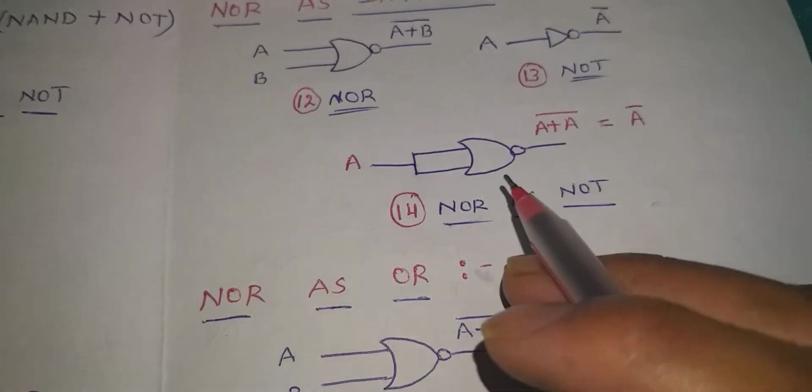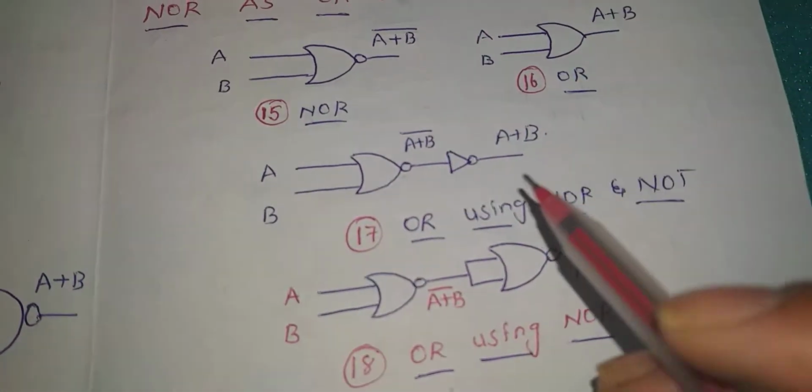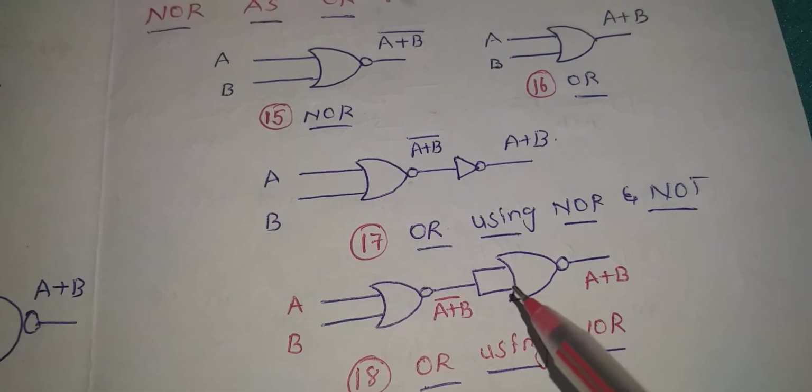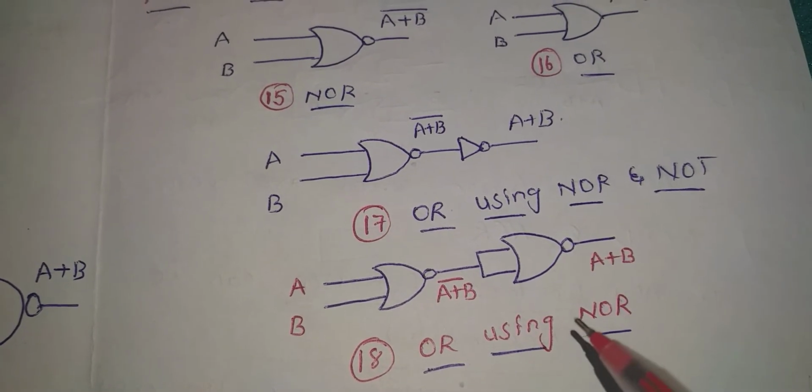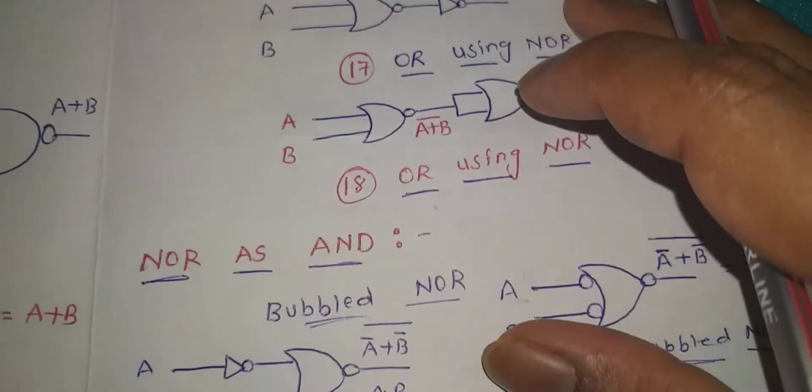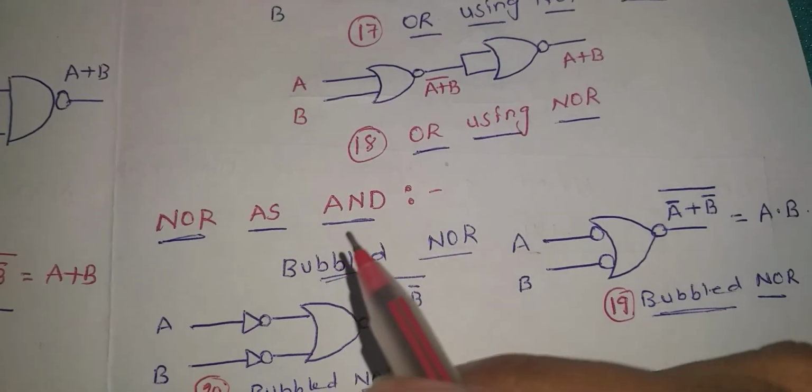Just as we have seen, that's why the NOT gate is going to be replaced with the NOR gate. Now if you look overall at this, an OR gate is implemented using a NOR gate. Is it clear? Now NOR gate as an AND gate.